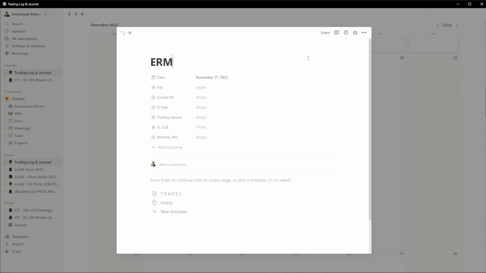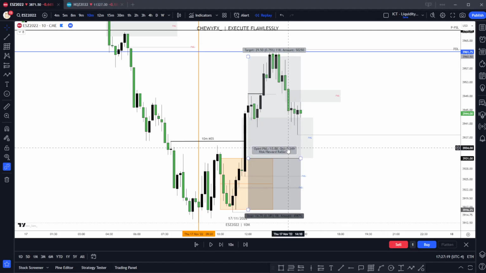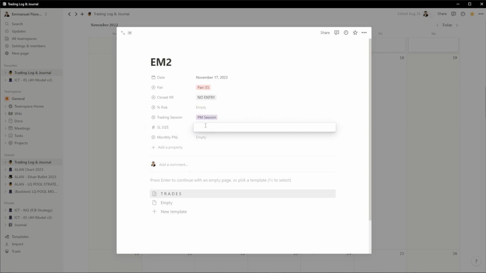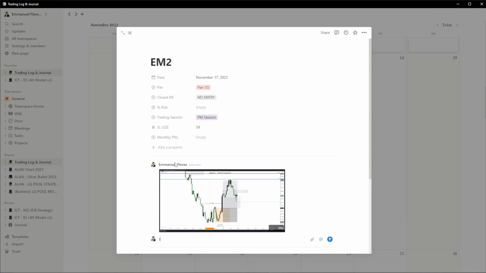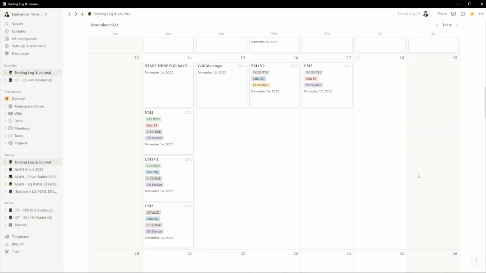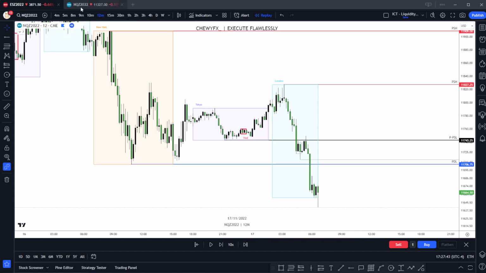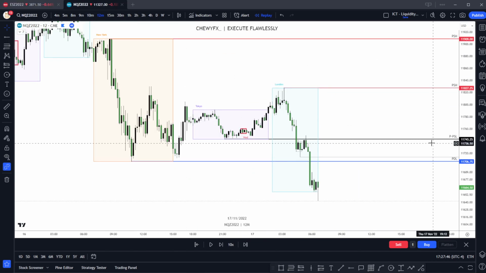That is an EM2 on ES, and the stop loss was 59, which makes sense. Okay, so that pretty much would wrap up the trading day for ES, since the EM2 move already occurred.